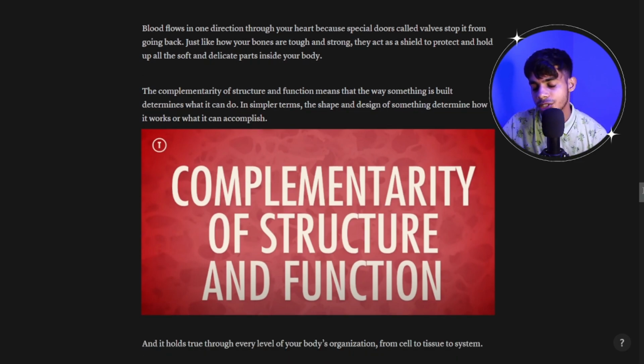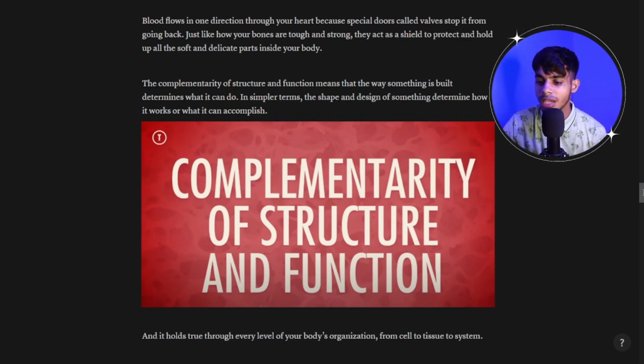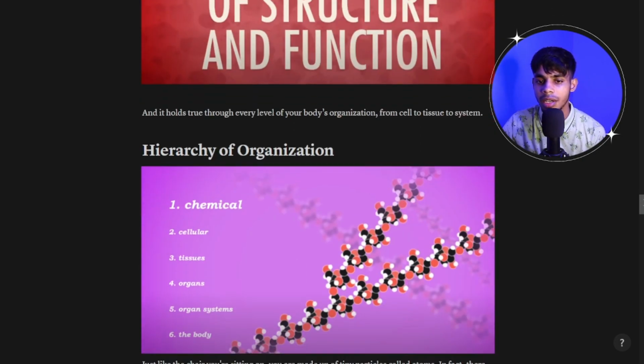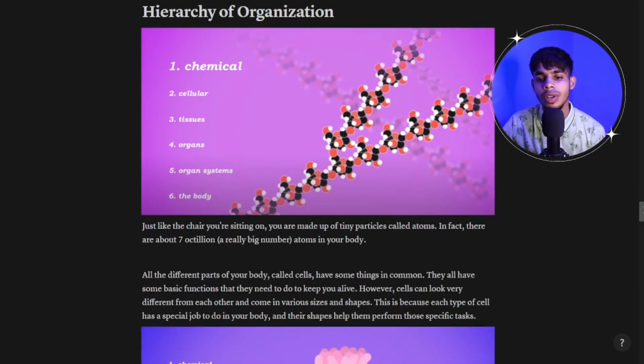So like I said, the shape and design of your nose, the eyes, the ears, the lungs, the heart, everything is made in such a way that they are able to perform the task that they are meant to do, right? Now coming to the hierarchy of organizations.